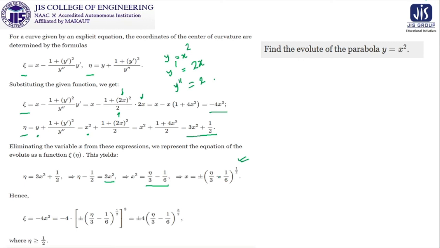Why are we doing it? Because now we are trying to substitute this one in the first equation. x will be removed, and ξ and η will be connected. So we see that ξ is equal to minus 4x cube, which we already have, and then we are substituting in place of x cube. So this one whole to the power 3 will be substituted, this plus minus sign will be coming outside, then η by 3 minus 1 by 6 whole to the power 3 by 2.